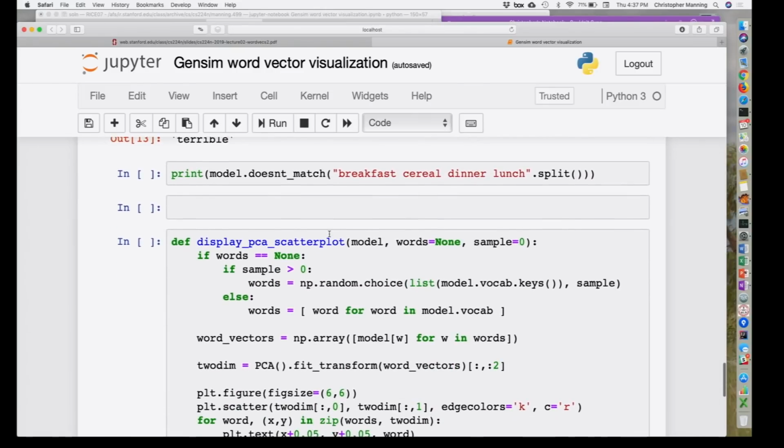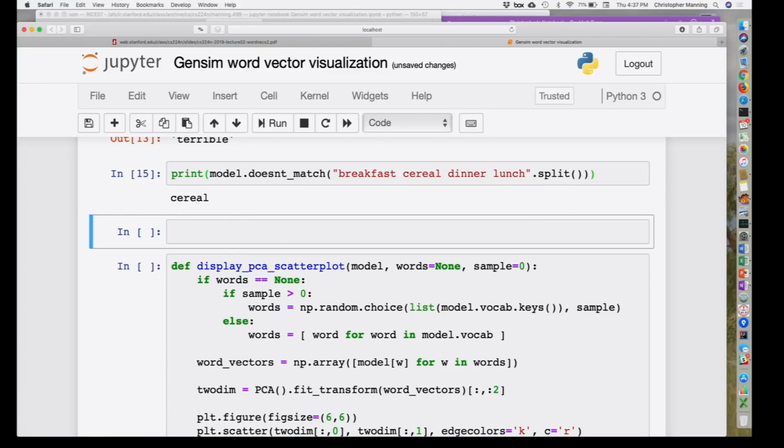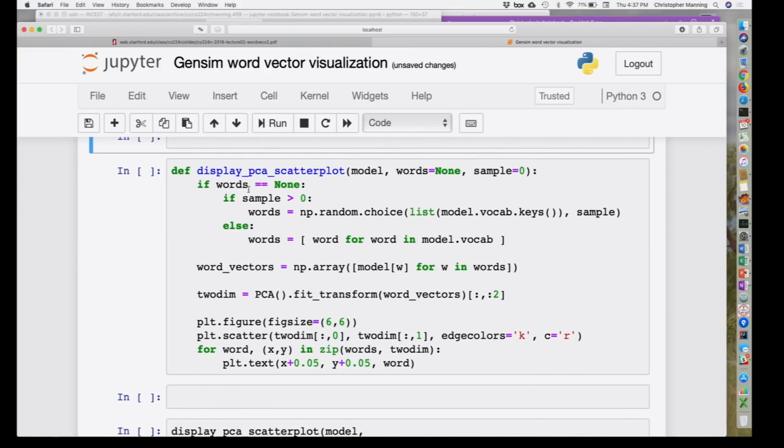Another thing you can do is give a set of words and ask which is the odd one out. Maybe you used to do puzzles like that in middle school or something. You can do that, and it decides that cereal is the odd one out of that set. Yeah, seems okay.